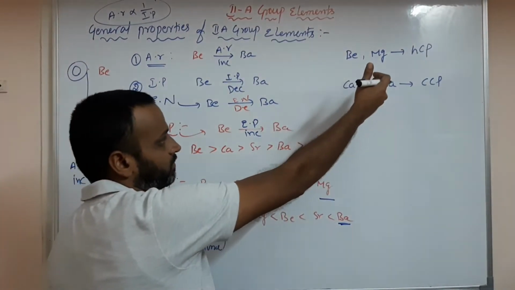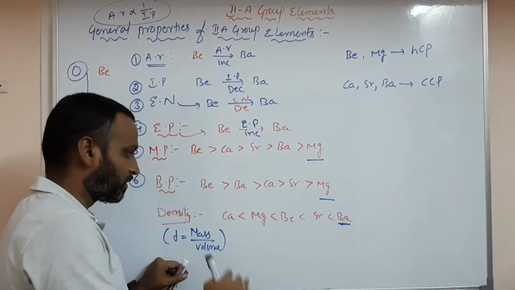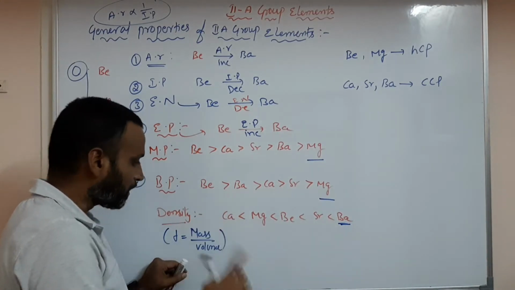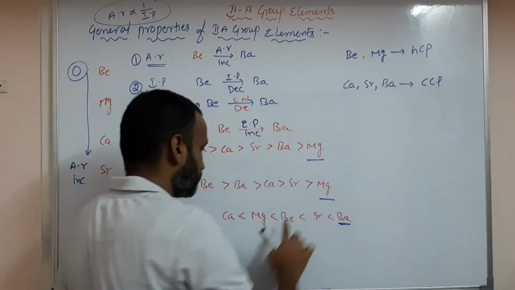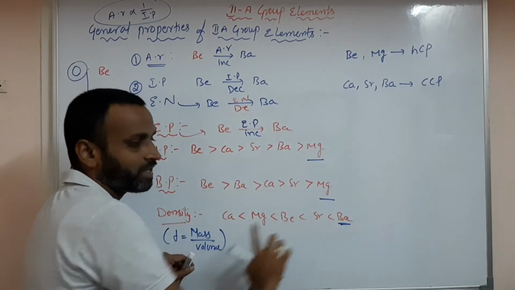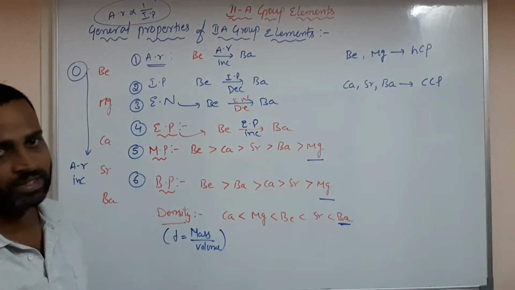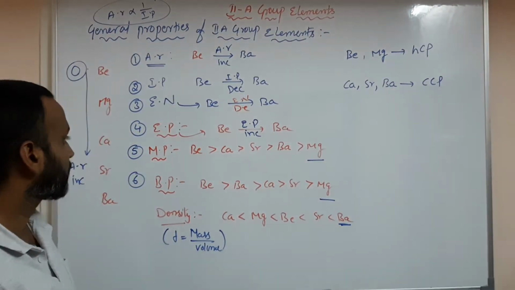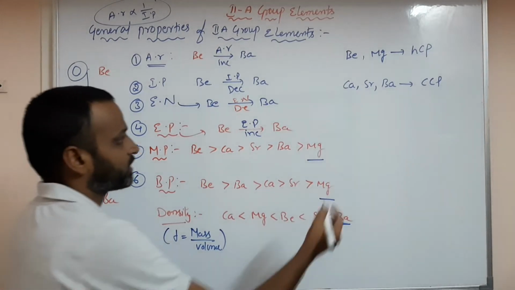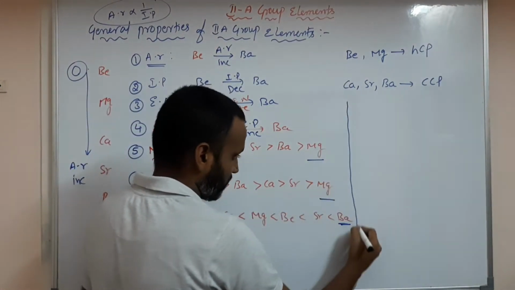Almost all of these have solid structures. Certainly volume won't affect much, but due to different structures, volume also affects their densities. This is the order of density. Please remember all these things. So these are some general properties, and a few more we have to learn.